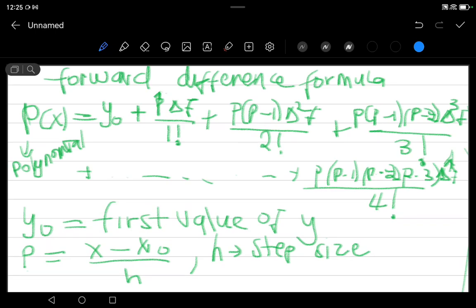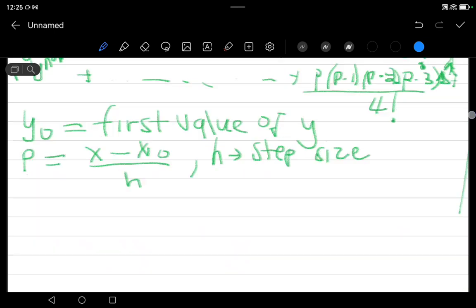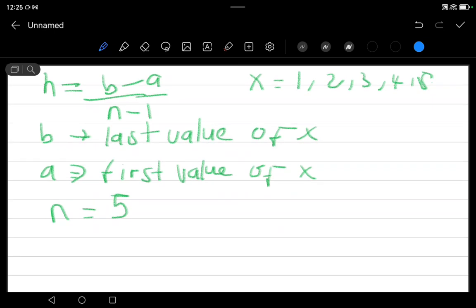Okay, so this is the formula for h. For y, y0 is the first value of y, and then p is equal to x minus x0 over h. x0 is 1. h we call step size, and we calculate it as b minus a over n minus 1, where b is the last value of x, a is the first value of x, and n is the count of x values. How many values of x do we have?